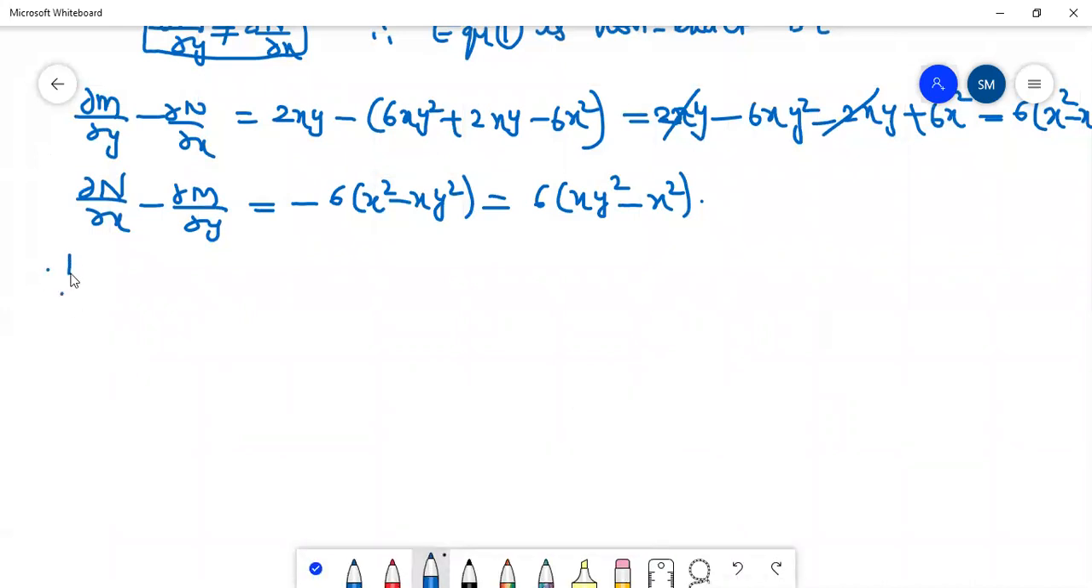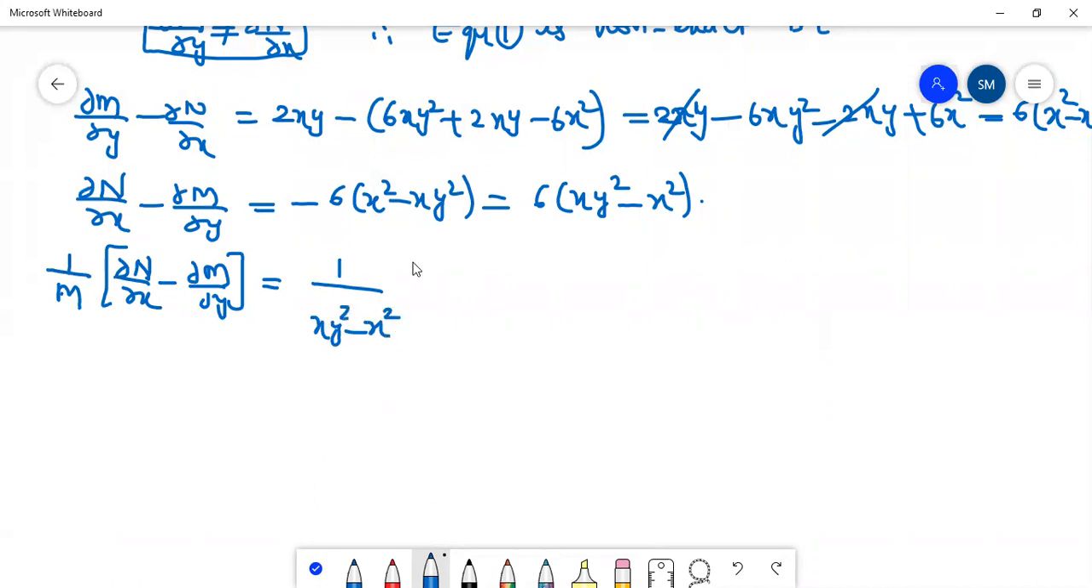So 1 by M into dou N by dou x minus dou M by dou y is equal to 1 by xy square minus x square into 6 into xy square minus x square. These two get cancelled, so it is equal to 6.